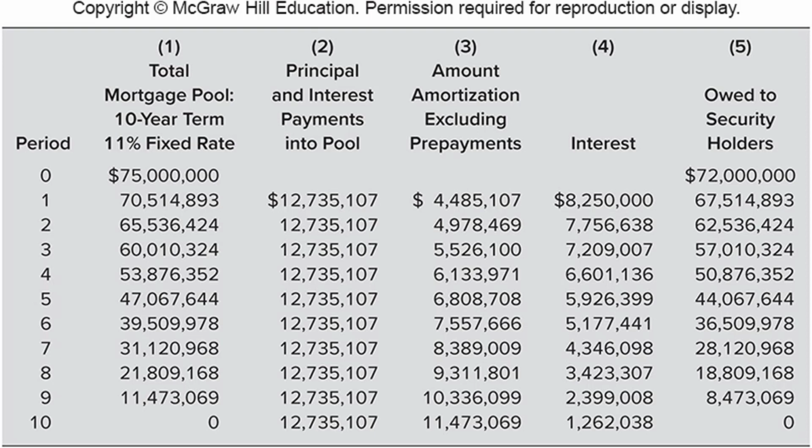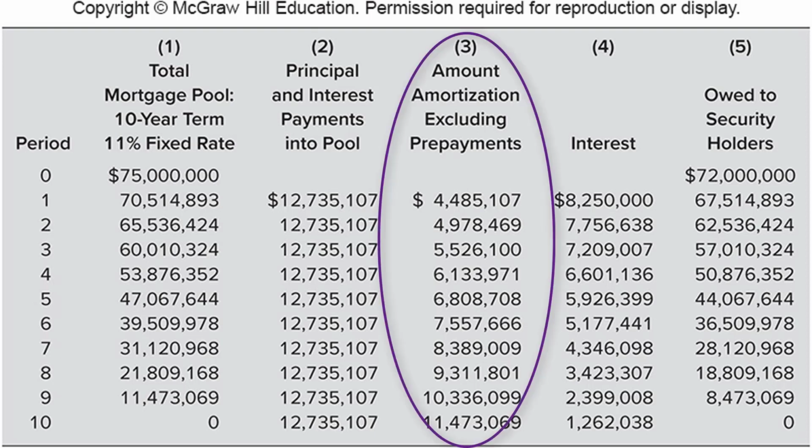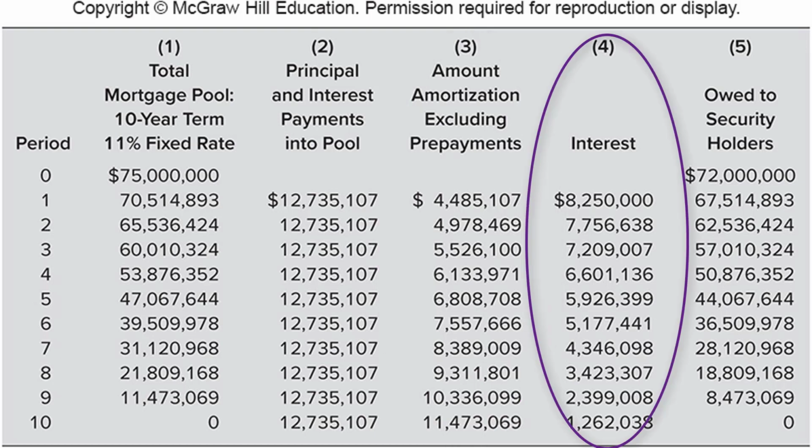And again, we've got that 10-year term, 11% fixed rate. And so you see the mortgage pool declining over time, but based on our assumptions, the payments into the pool are going to be fixed each year. And so you can see how those fixed payments are divided between principal and interest. So principal in column 3 and interest in column 4, leaving the remaining balance in column 5.